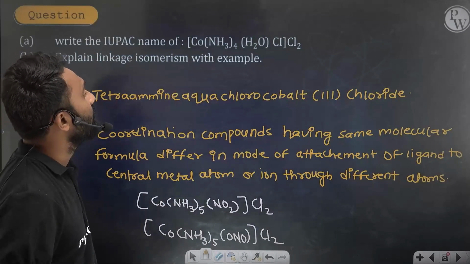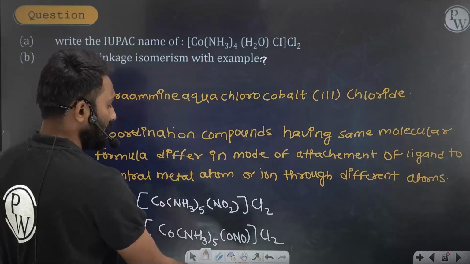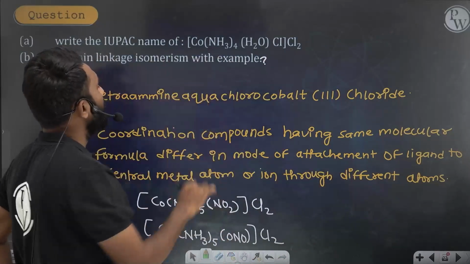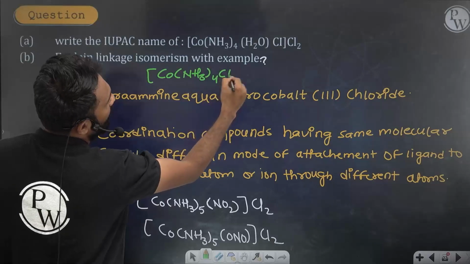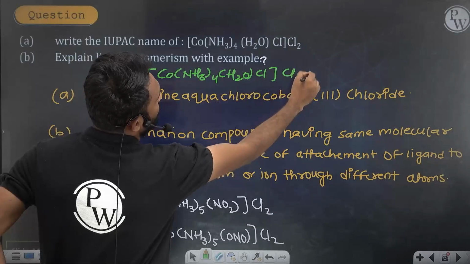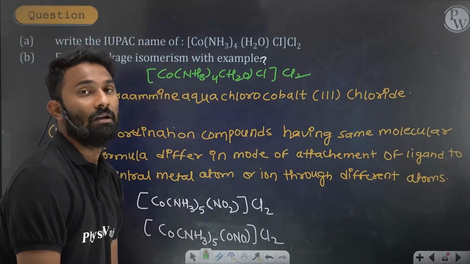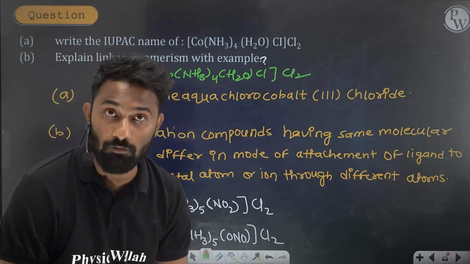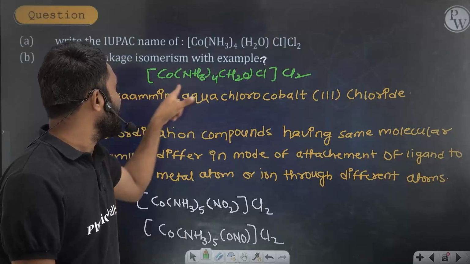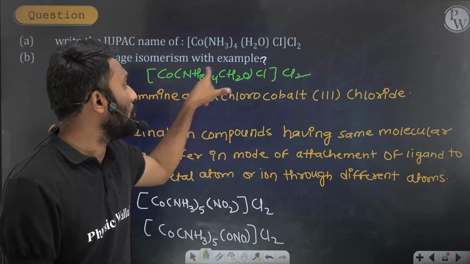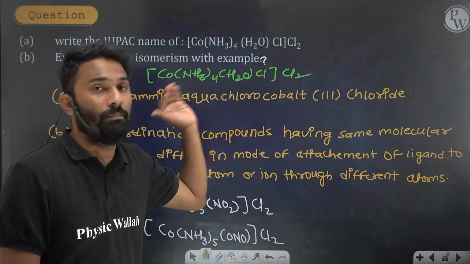Write the IUPAC name of this complex and explain the linkage isomers with an example. Clear? Now, the IUPAC name for this complex is cobalt, amine, aqua, chlorine and the Cl2. In the coordination sphere we have three types of ligands, right? Then we have to give the naming according to alphabetical order. Now this is the amine and this is the aqua. Therefore: tetraammine aqua chloro cobalt, oxidation number of the cobalt is +3, and the chloride. Now this is the IUPAC name of this complex.